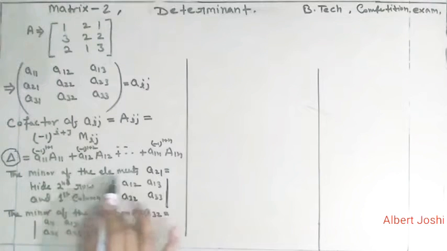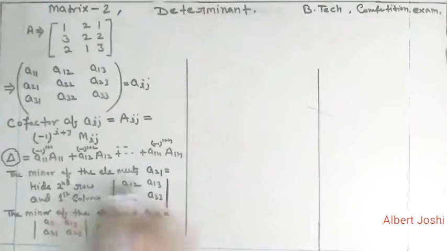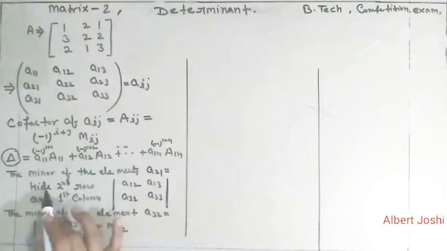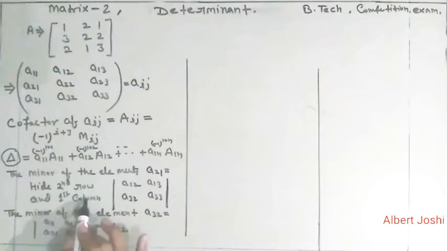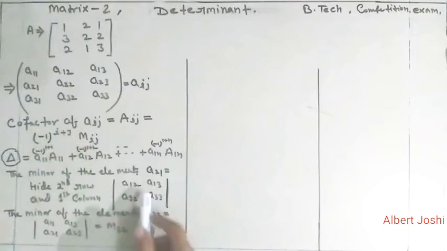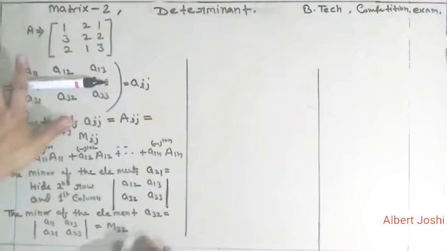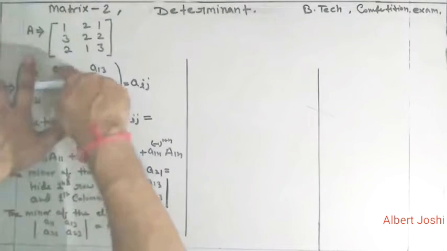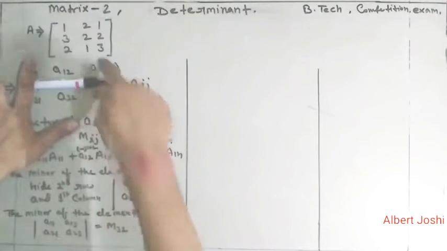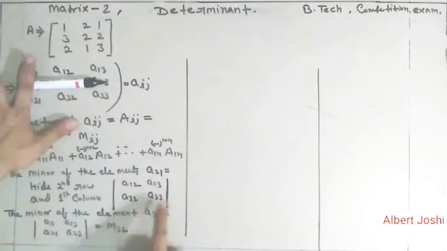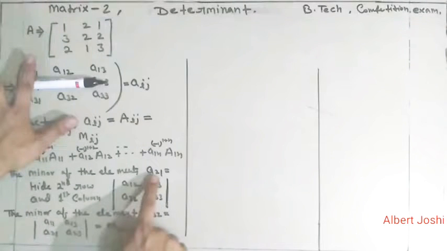The minor of the element a21 means hide the second row and first column. You have to hide the second row and first column. What are you looking at? a12, a13, a32, a33. So this determinant is called the minor of a21.